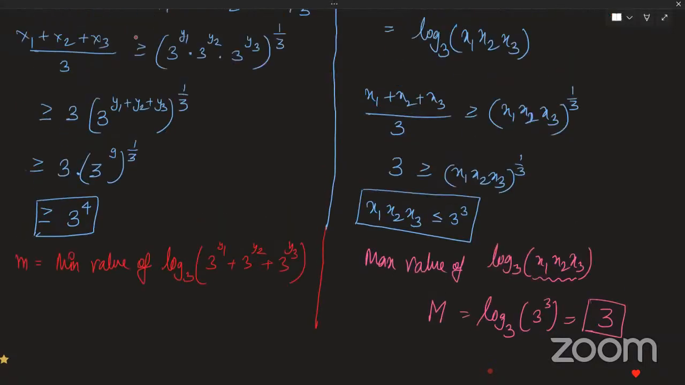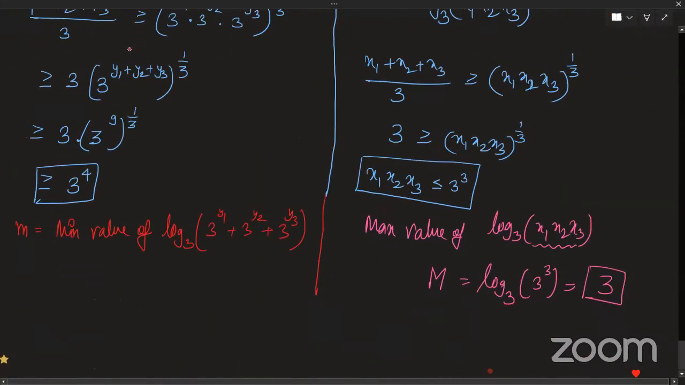So see, I have already calculated the minimum value of 3 raised to y1 plus 3 raised to y2 plus 3 raised to y3. The minimum value of this thing I have already calculated. So I can just directly input that value so I can get the minimum of log base 3. Right, everyone? So it is basically log base 3 of 3 raised to 4. So what is the value? 4. Correct.